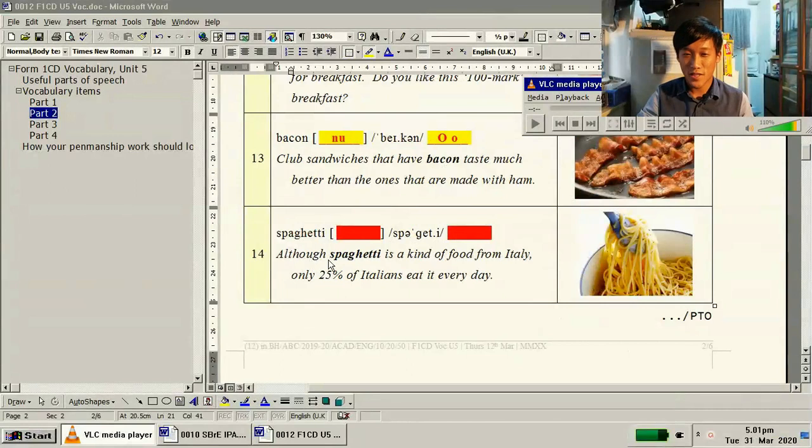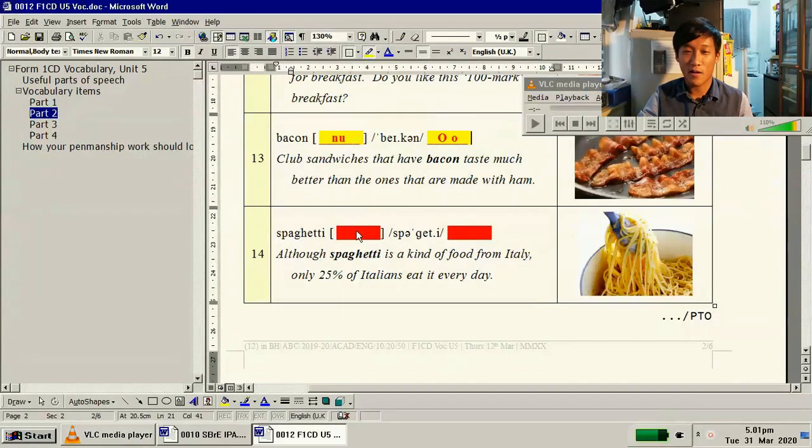Going on to item 14. This thing is an uncountable noun, and then the verb is. That means it is. And then you see 3 syllables. Syllable 1, unstressed, lower pitch. Syllable 2 with the stress mark in front of it, higher pitch, the stressed syllable. And then syllable 3 is unstressed.